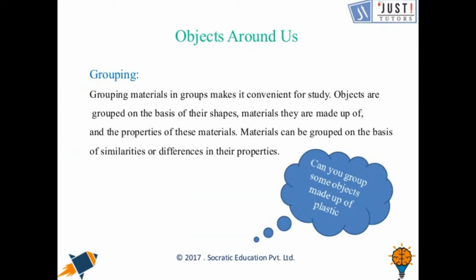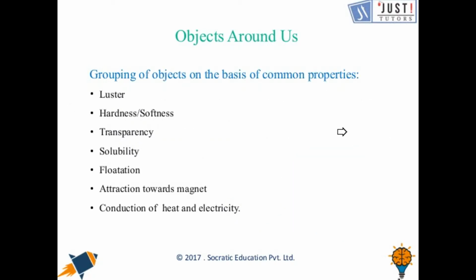You can group different objects on the basis of their shapes, materials and the properties of these materials. Like you can think if the object is shiny or not, if the object is hard or soft, if the object is a good conductor of heat or not. So these are various properties on which you can group different objects. Let's move forward to the next slide and learn about different properties of material.